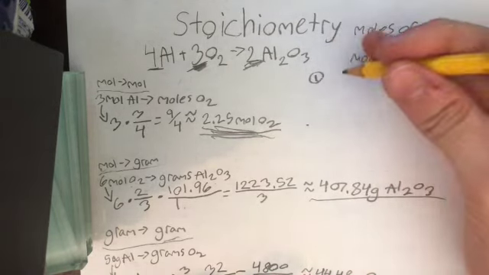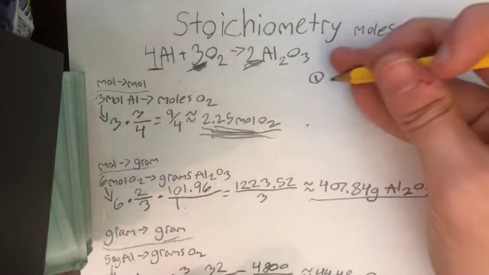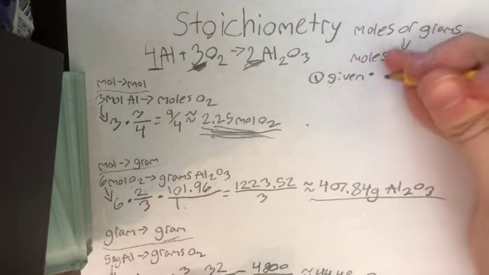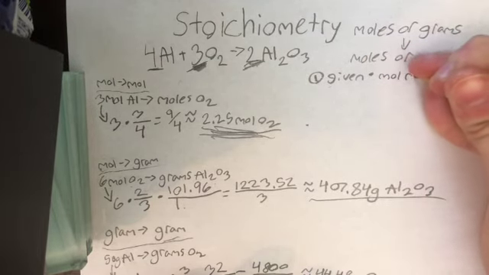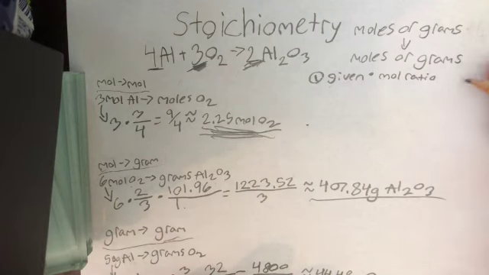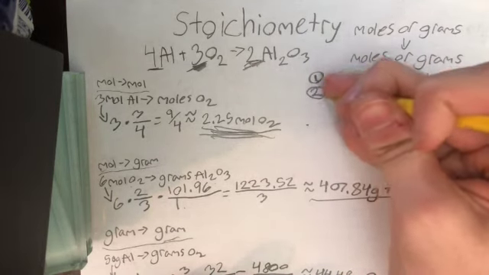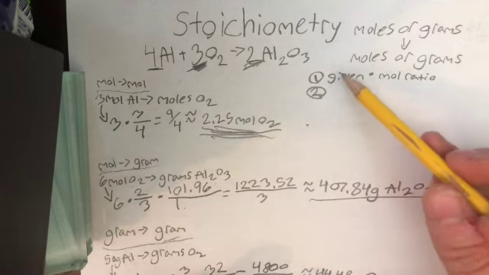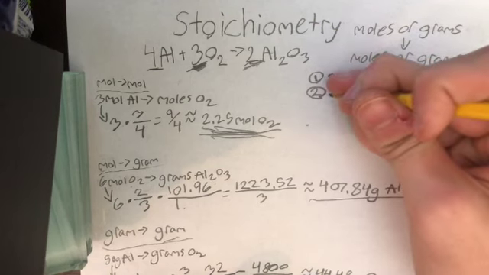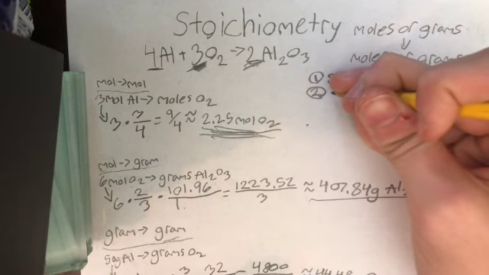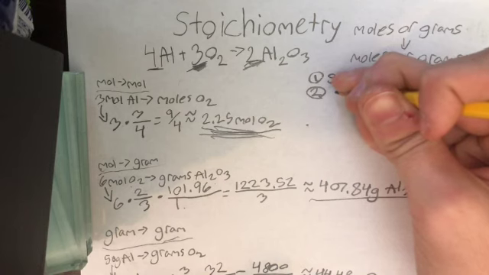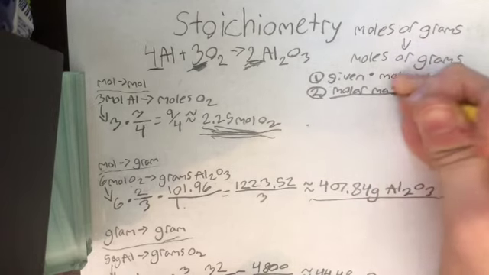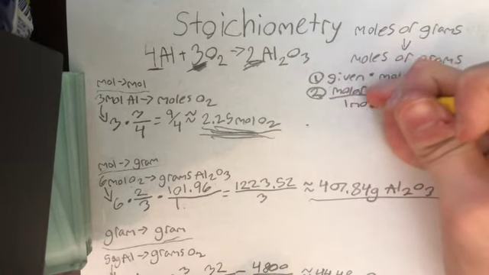One, if it's asking for mole to mole, like we did here, all you would do is given times the mole ratio. Then that's our mole to mole. Now, if you're given moles and you're asked to go to grams, do the same thing here. Do step 1, then you would multiply by the conversion factor, which is molar mass divided by 1 mole.